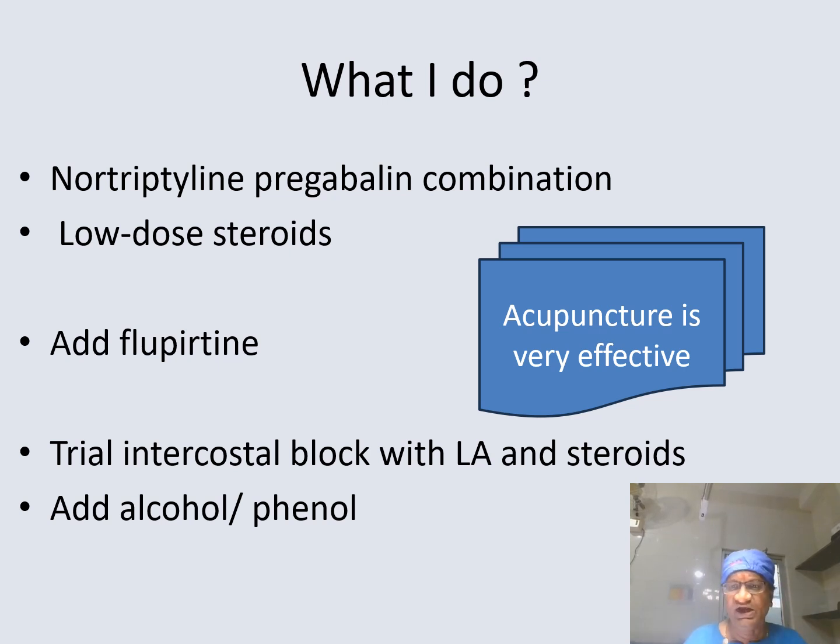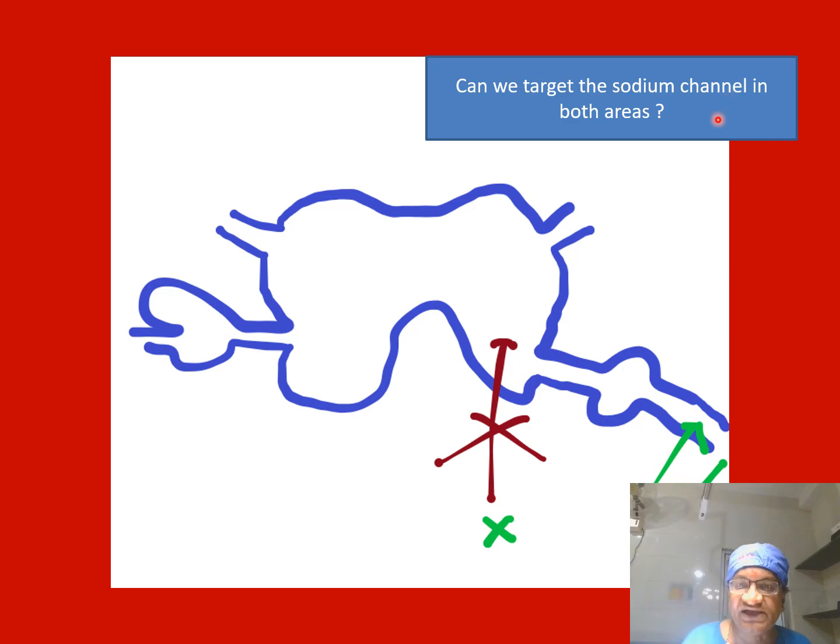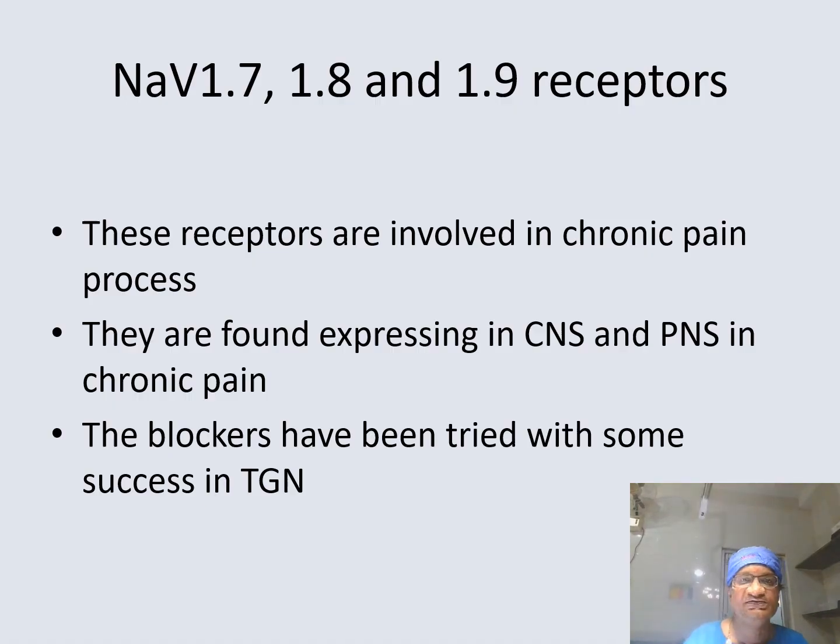So sometimes I may need to repeat after 3 months. Acupuncture is very effective. I've done a lot of cases. Acupuncture is very effective in neuropathic pain. What are the other treatment modalities? We can target the sodium channel. These receptors are involved in chronic pain processes. They are expressed in CNS and PNS. The blockers have been successfully tried in trigeminal neuralgia.